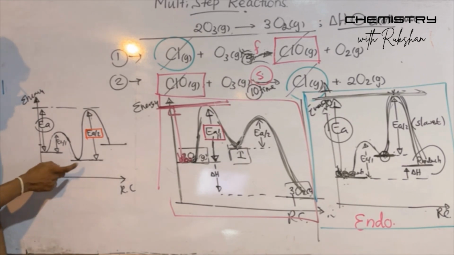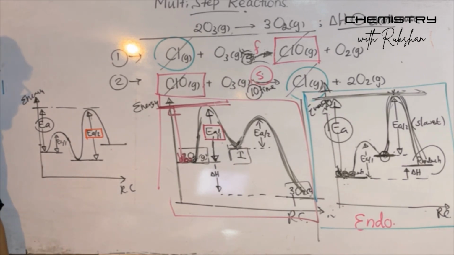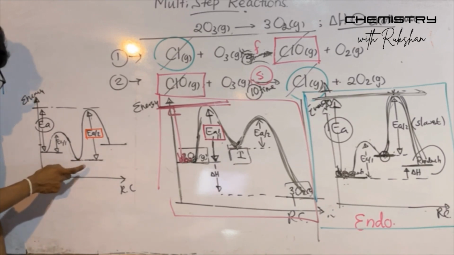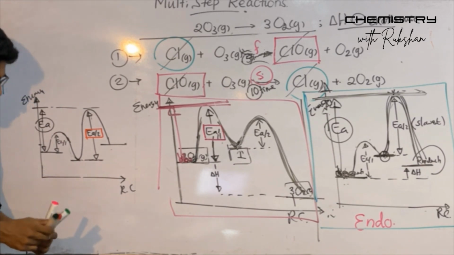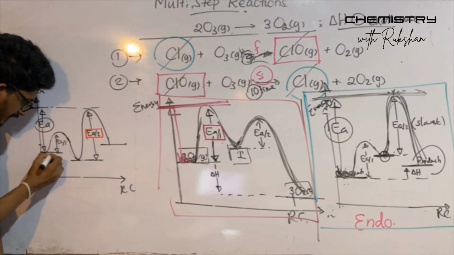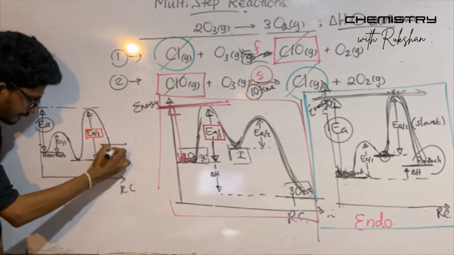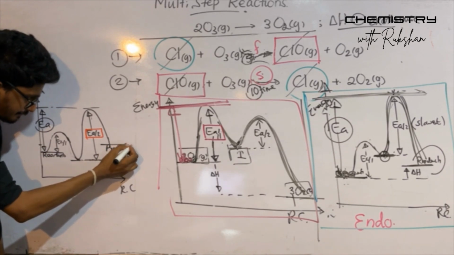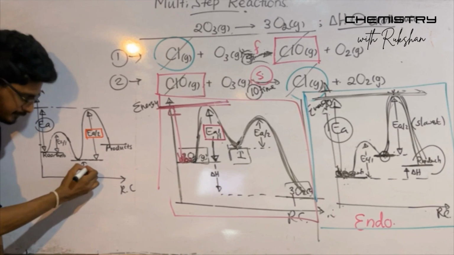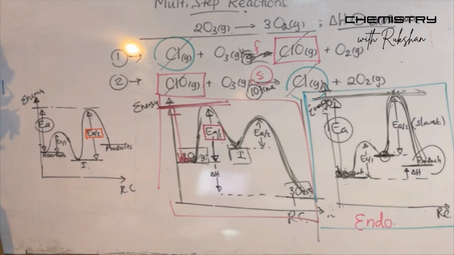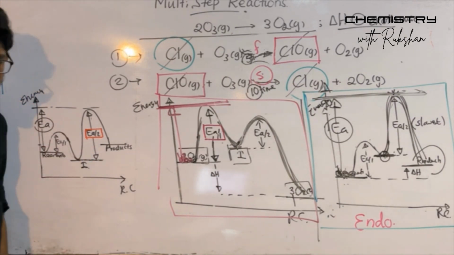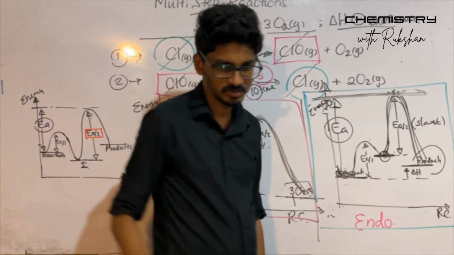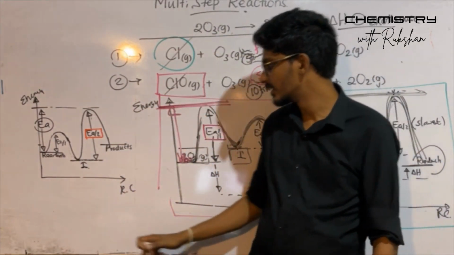What is the problem with this diagram? We have an issue with this diagram. What is the problem? These are reactants. This is the product state. This is the intermediate state. Do you see any issue with this diagram? This diagram is wrong. You can't draw this diagram.